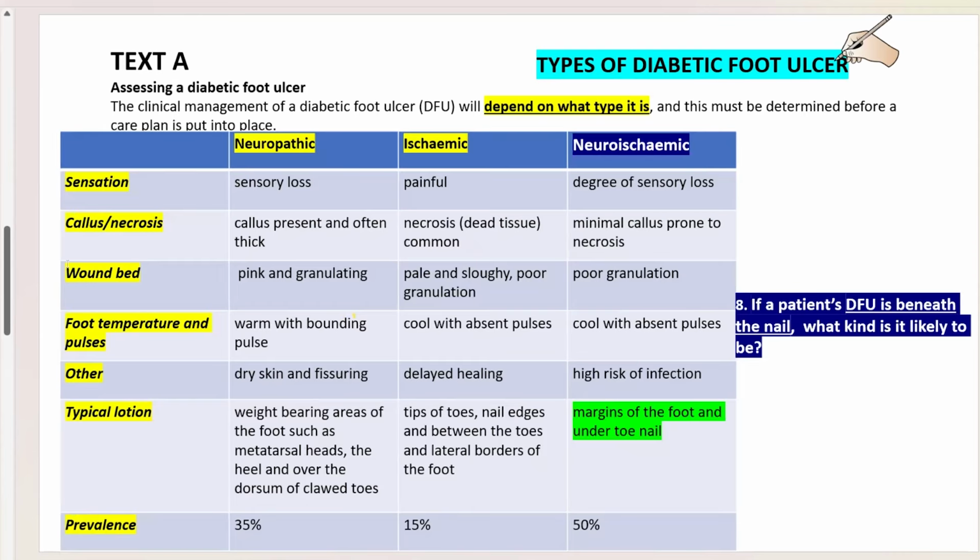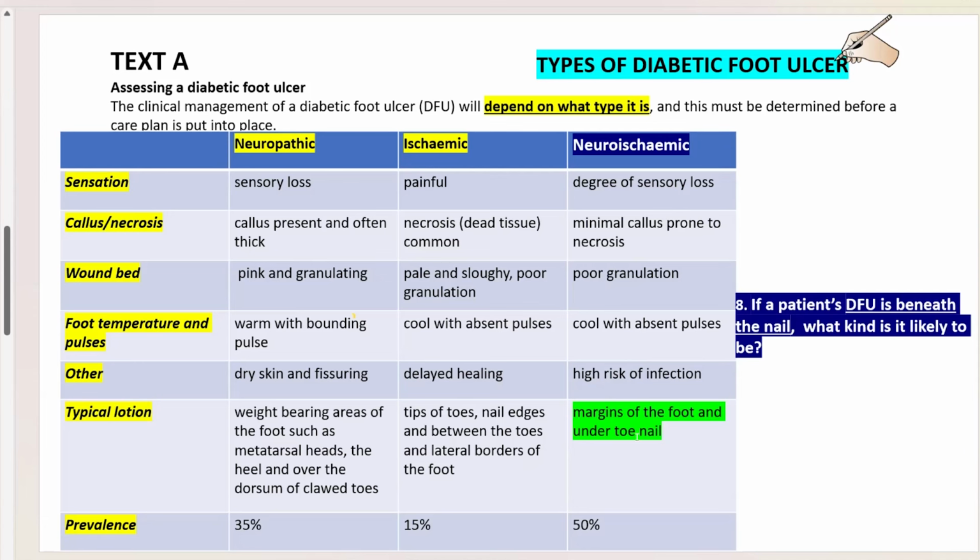Here, they mention location, margins, and under toenail. So they have used the phrase "under toenail", but in the question they have used "beneath the nail". And one more thing, please don't think that whatever words or phrases are in the question statement will be the same in your text. No, it will definitely be synonyms or paraphrasing. That means the words will not be the same, but the meaning will be the same.